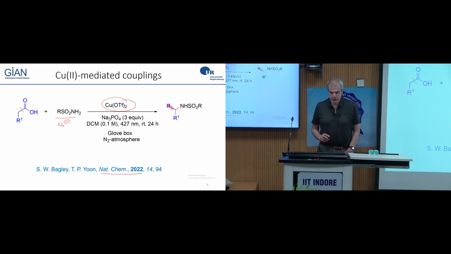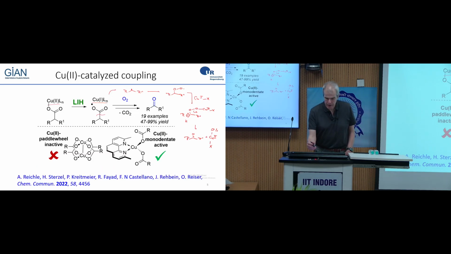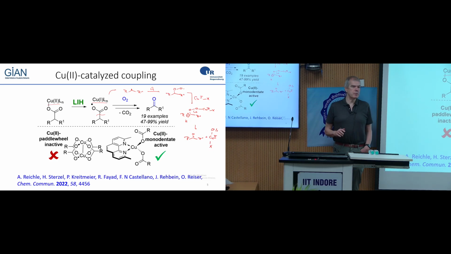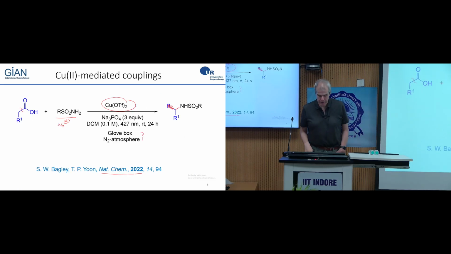And you can see they do the whole chemistry in a glove box under nitrogen atmosphere, because they need to be absolutely sure. Once you form the decarboxylated radical, if you have oxygen present, it really traps it immediately. So they needed to do this in a glove box, and this way they could get the coupling between the radical they are forming and the nucleophile.